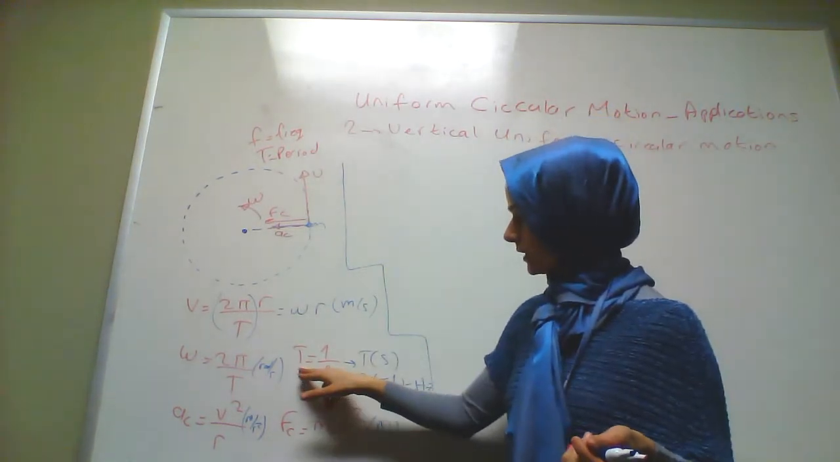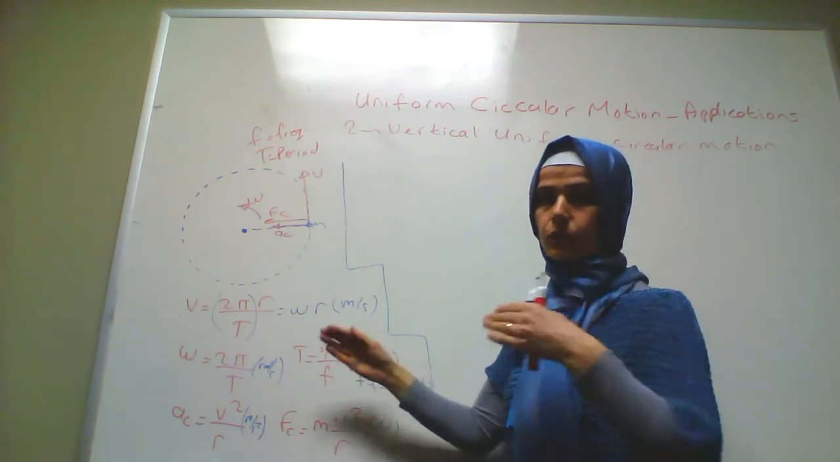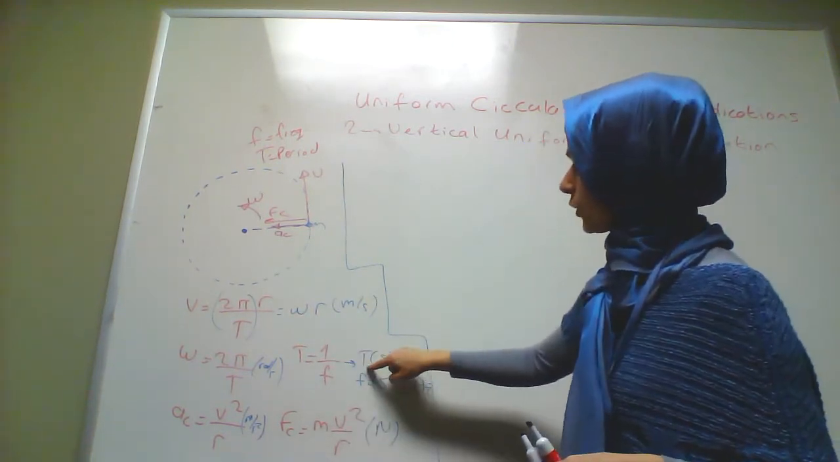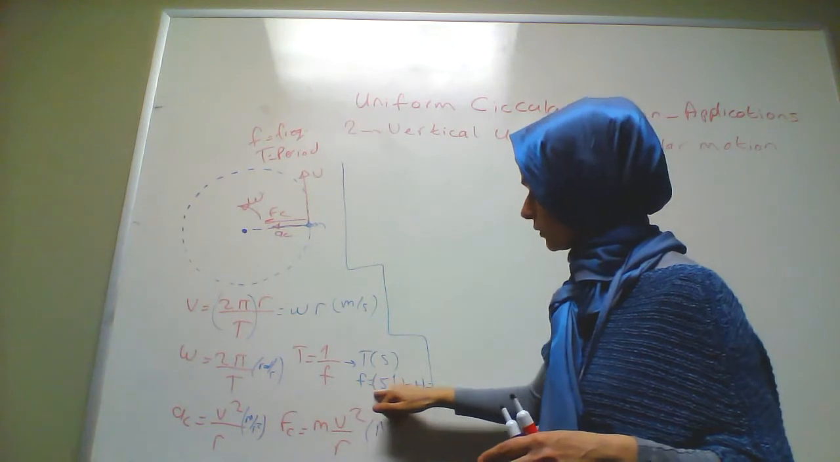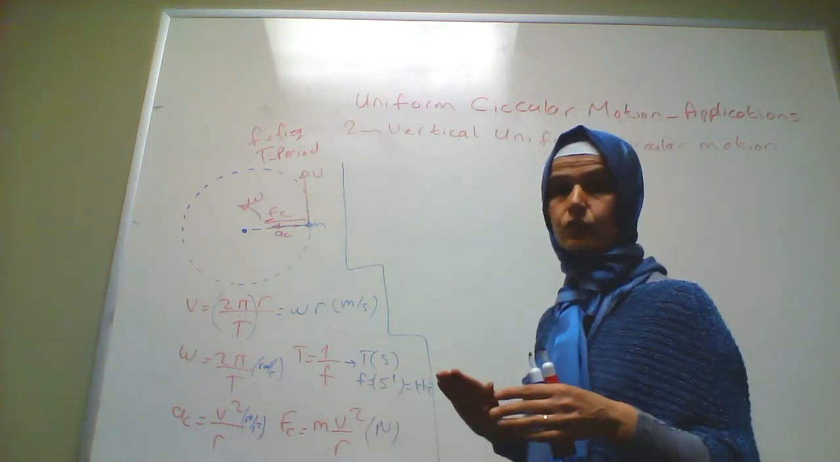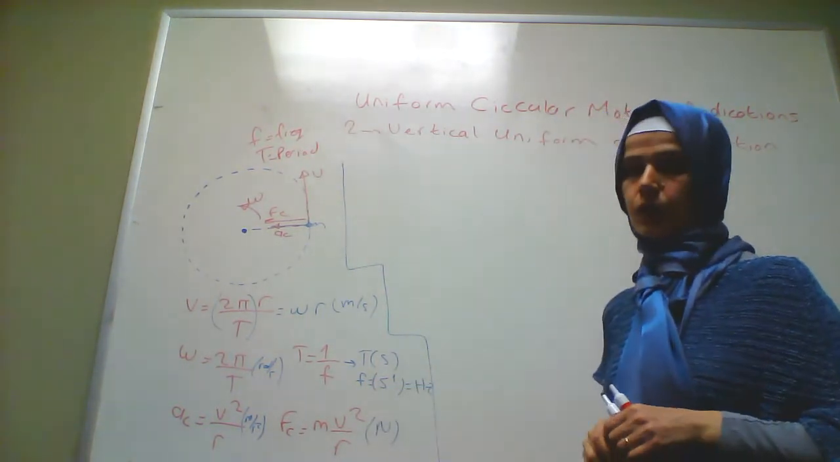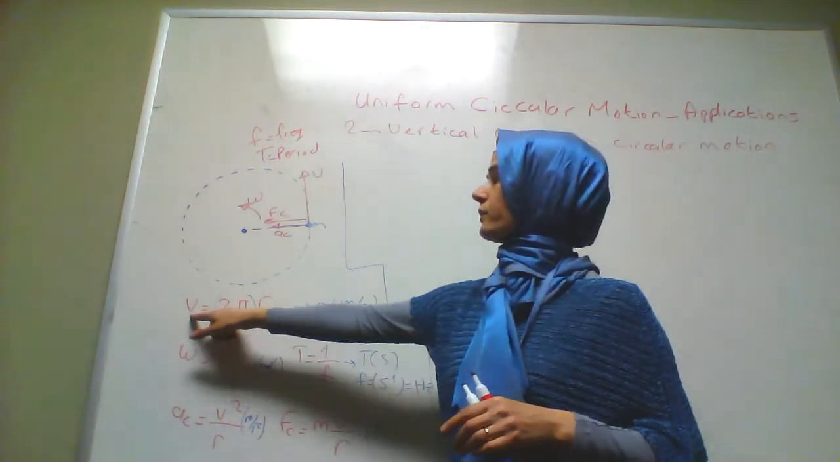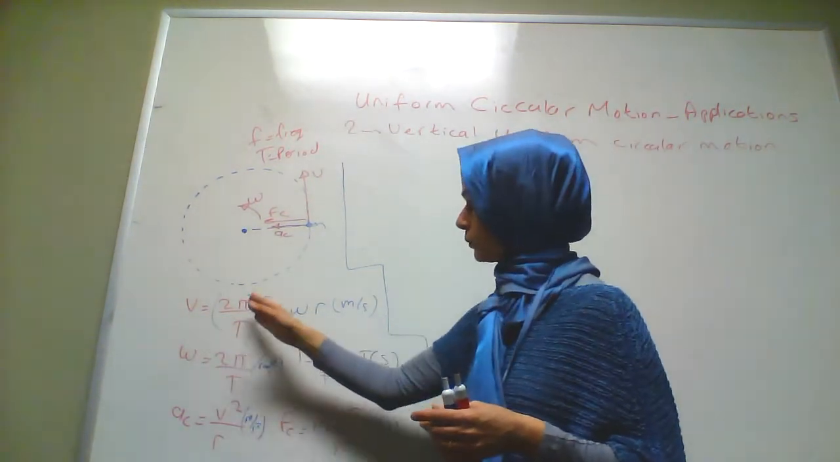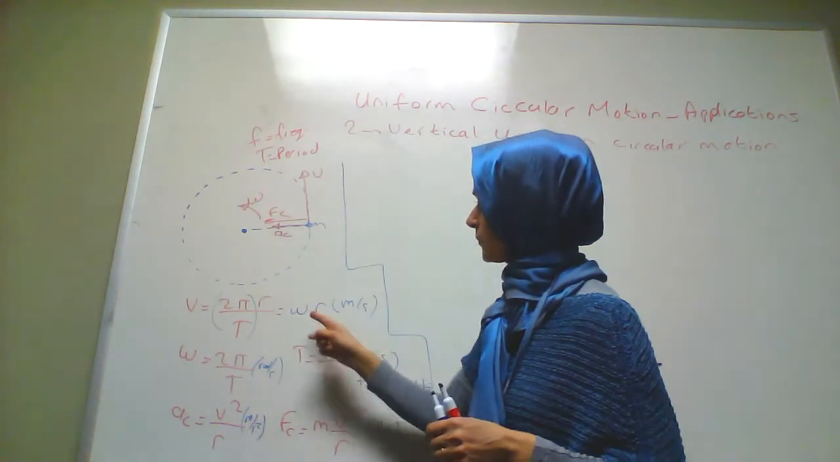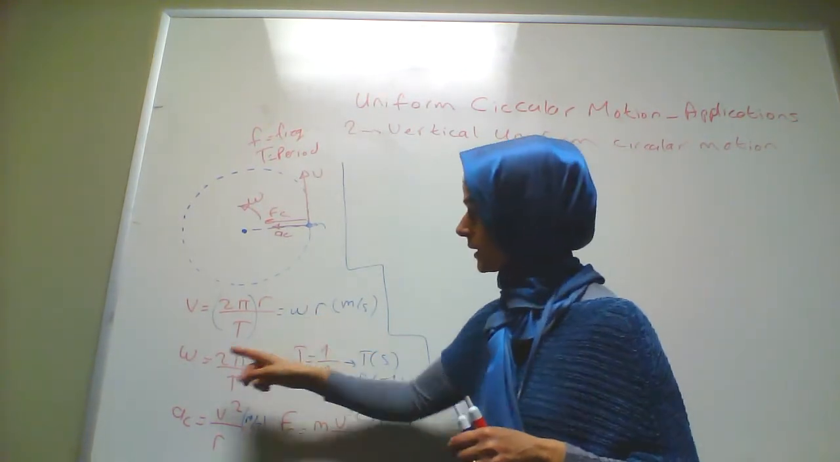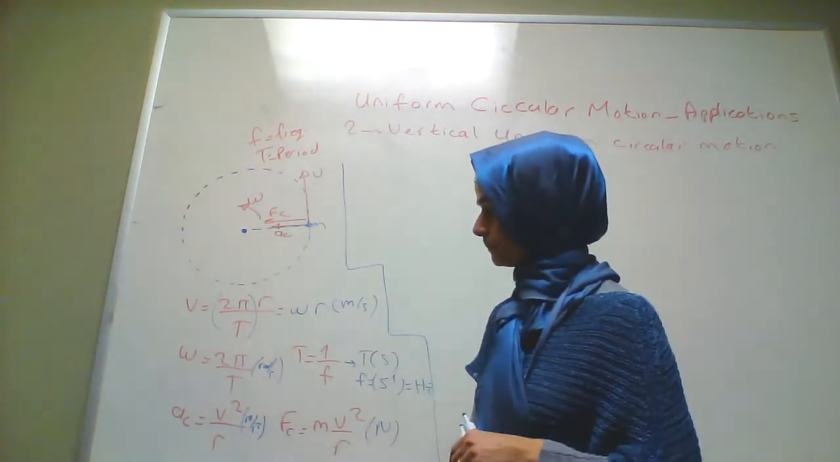And we learned that period is equal to 1 over f, or f is equal to 1 over t, vice versa. The unit for period was second, generally used, and the unit for frequency is second to the minus 1, also called hertz. We derived the equation for linear velocity to be 2 pi over t times r, or also omega times r, because omega was equal to 2 pi over t.